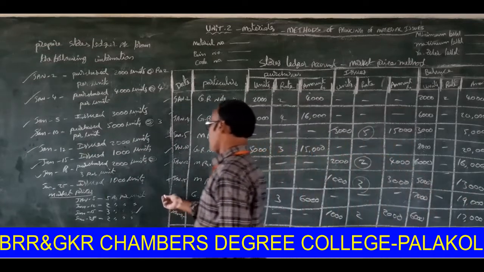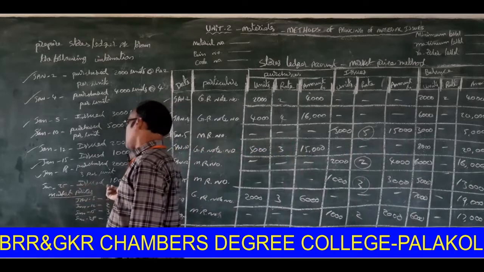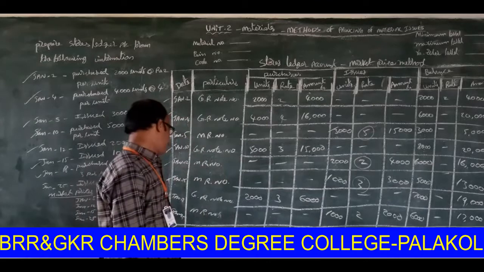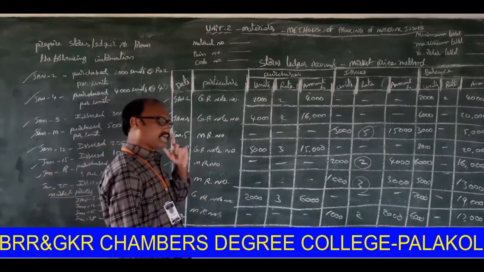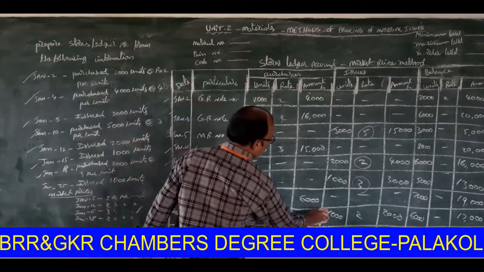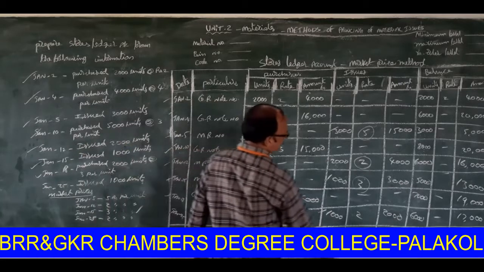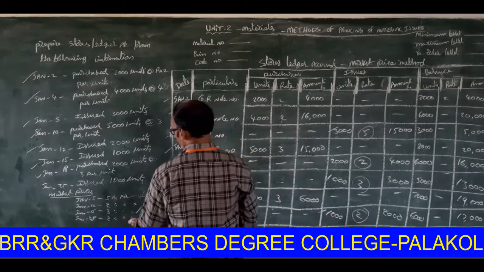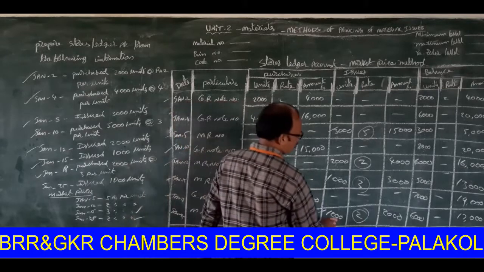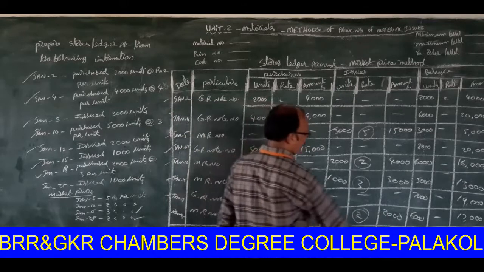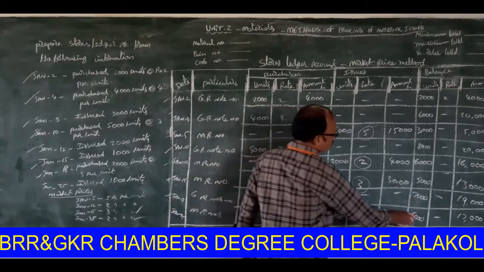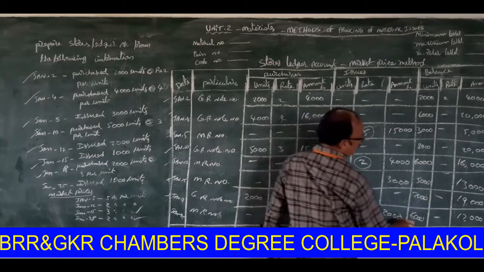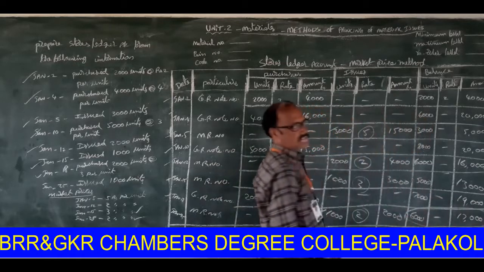Next one. January 25th. Issued 1,000 units. Material requisition number, 1,000 units. The market price as on January 25th is 2 rupees per unit. That's why 1,000 into 2, 2,000. 7,000 minus 1,000, 6,000. 19,000 minus 2,000, 17,000. So this is to be treated as closing stock.